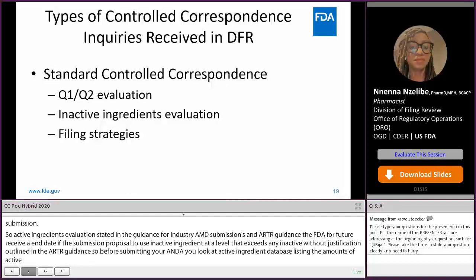And then lastly, the Division of Filing Review also handles controlled correspondence inquiries on the acceptability of various proposed filing strategies. So for instance, you may seek the agency's concurrence on the submission of multiple presentations of a drug product in a single ANDA.